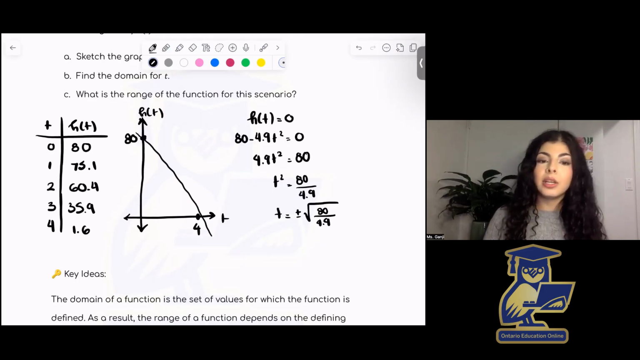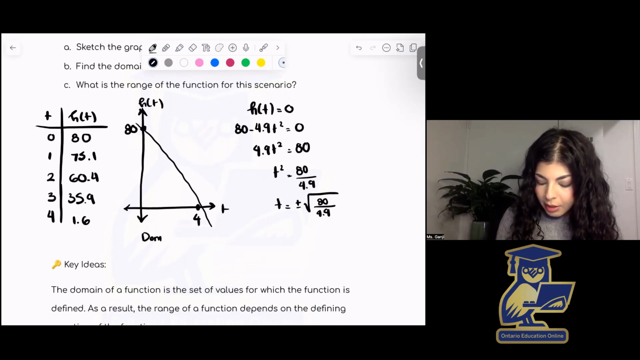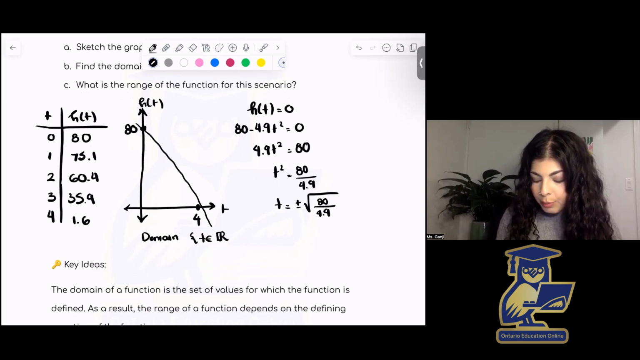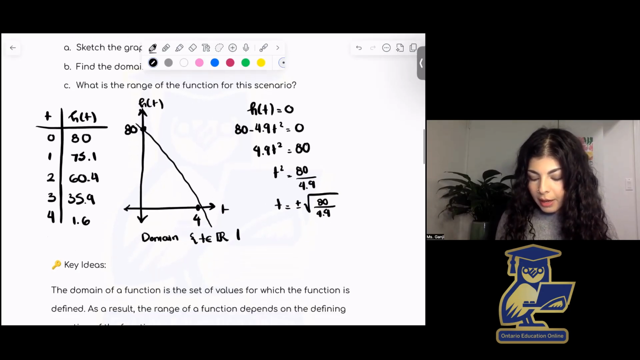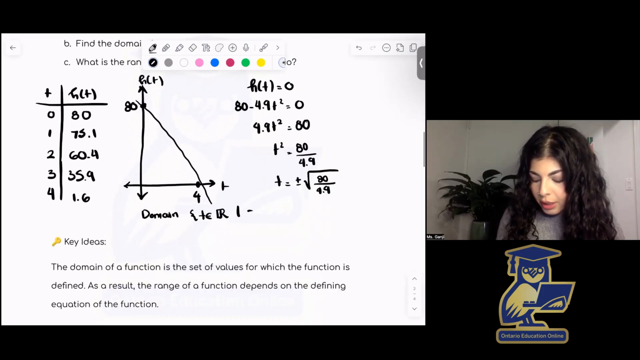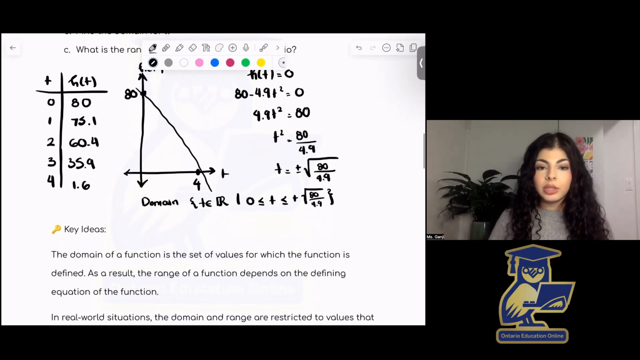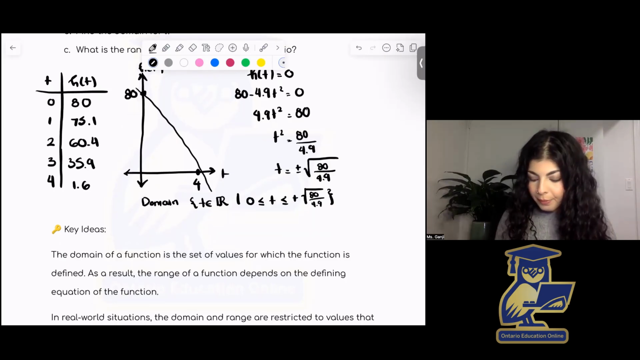And knowing that t cannot be a negative value, now let's write our domain. So we have t is in the set of real values, but we only care about the time in which the ball is in the air. So starting at time 0 and up to and including 80 over 4.9. And I would just leave it as that exact value there.